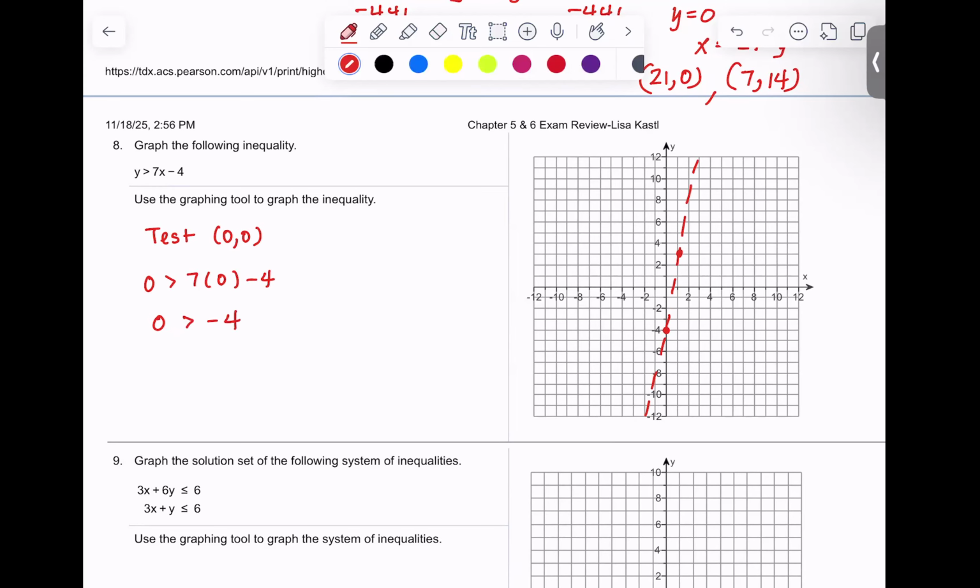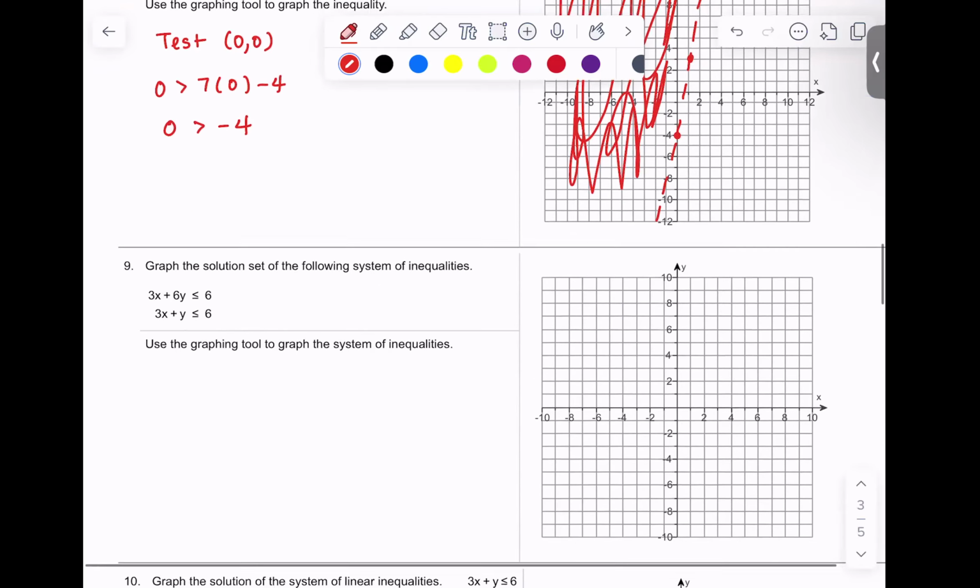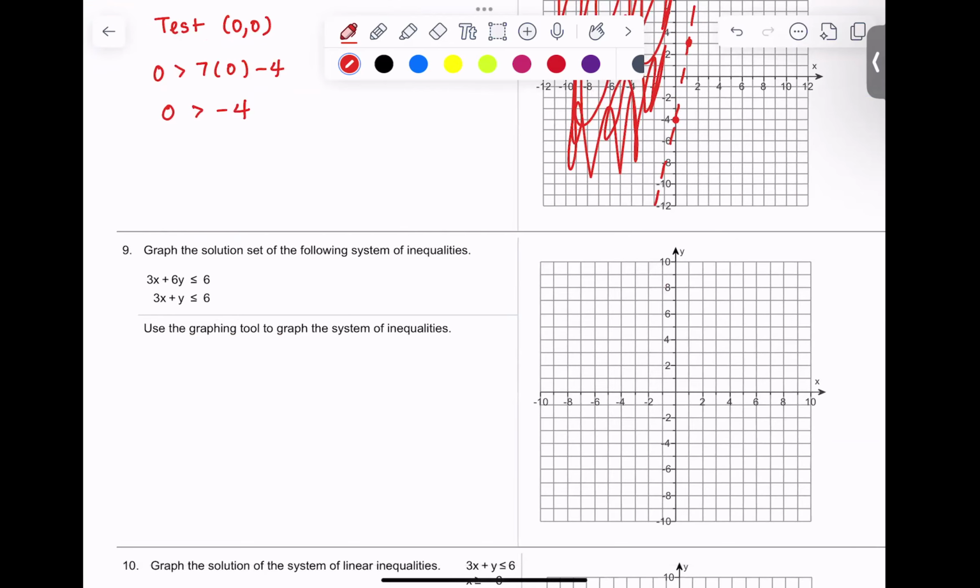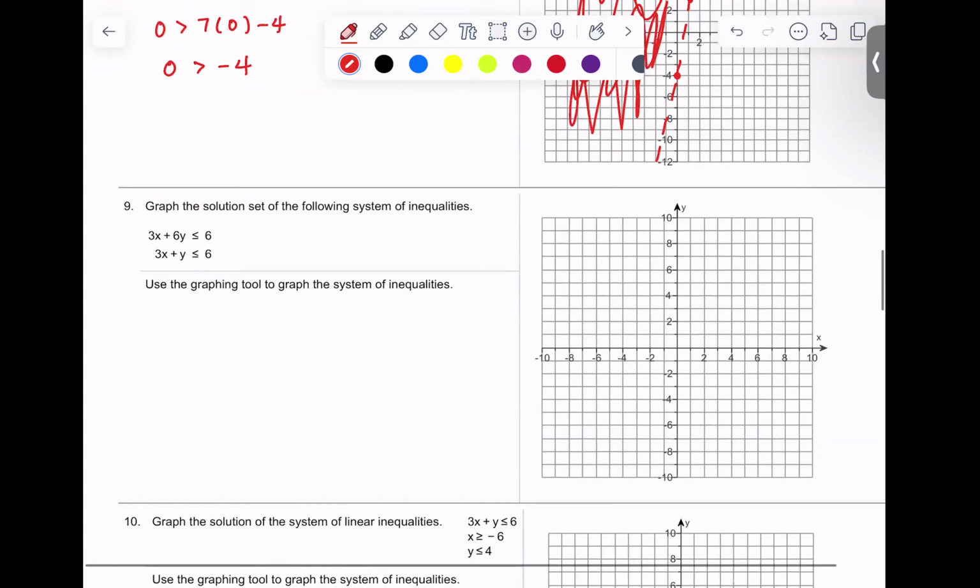So I'm going to shade the side that contains the point 0, 0. That would be over here to the left. Now I've got a system of equations. I have 3x plus 6y is less than or equal to 6, and 3x plus y is also less than or equal to 6. So I'm going to graph these using intercepts.